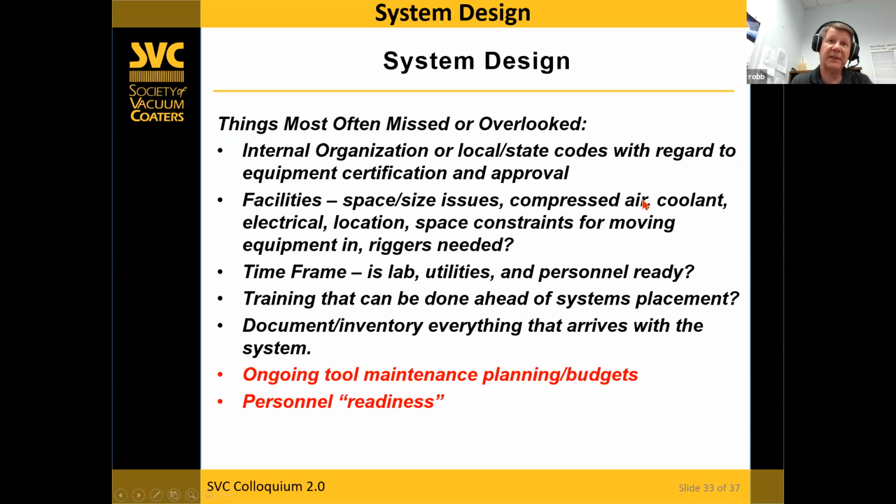And we've covered certainly some of the most overlooked things: ongoing tool maintenance and planning budgets for this. Also, one of the things is readiness. Once you have the vacuum system in place, do you have the people trained for this? Do you have enough people to run it? Do you have a person to oversee or manage or be the tool owner or tool engineer for this system? So planning people is almost just as important as planning the system itself. So keep that in mind as well.